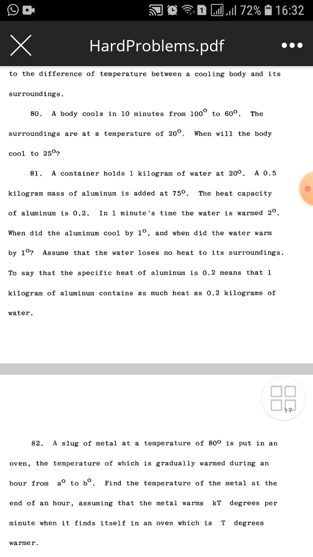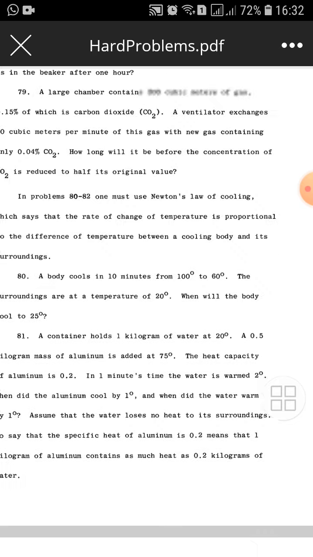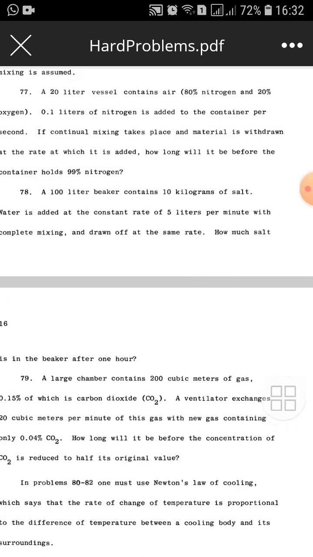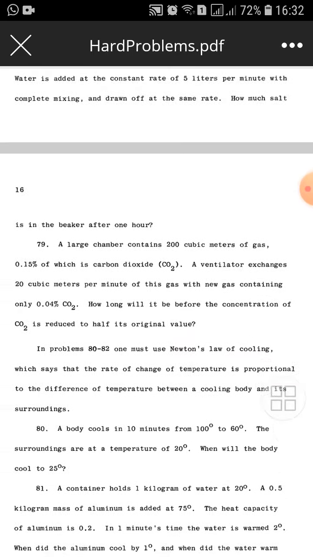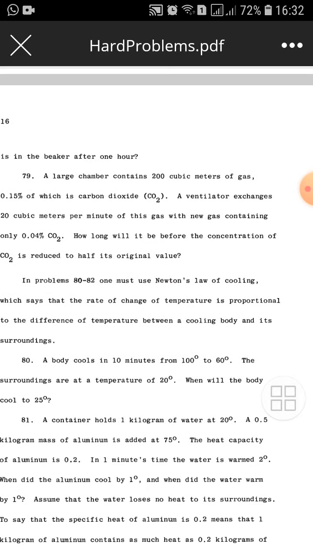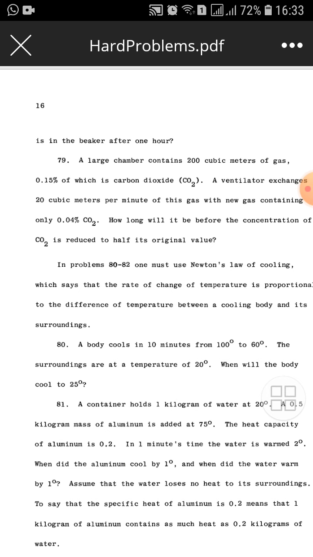It says that the specific heat of aluminium is 0.2, which means that 1 kilogram of aluminium contains as much heat as 0.2 kilograms of water, and it is also in the upper part. Let me show this part. It shows that in problems 8 and 8.2, one must use Newton's law of cooling, which says the rate of change of temperature is proportional to the difference of temperature between the cooling body and its surroundings.